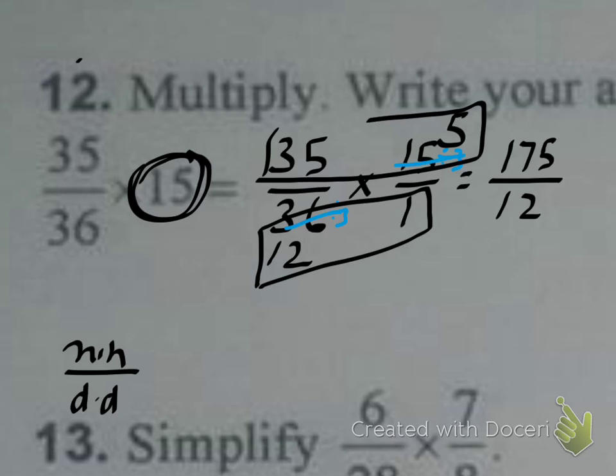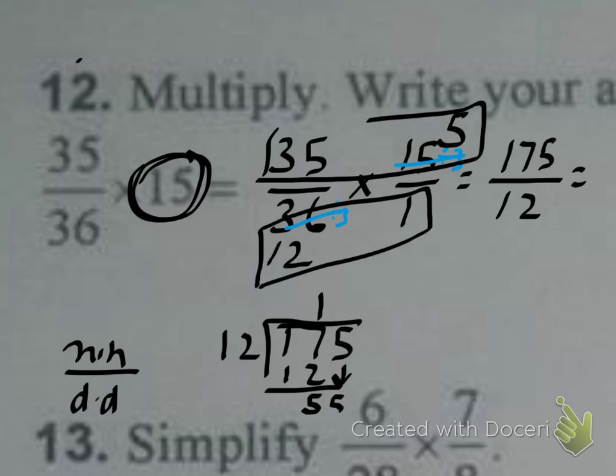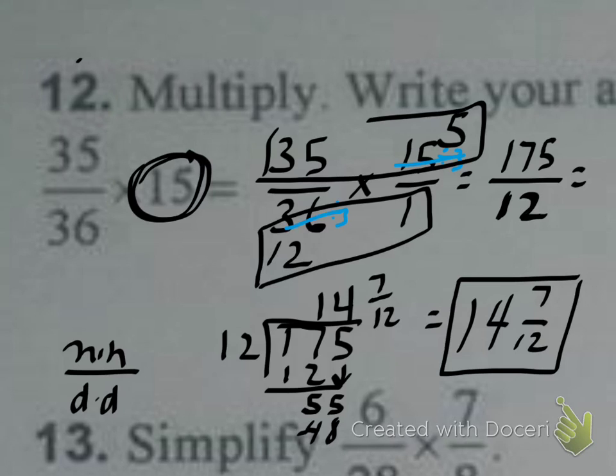Now this is an improper fraction with a larger number on top, so that means it's a division problem. 175 divided by 12. So 12 goes into 17 once, and that gives us a 5, and bring down the 5. And 12 goes in there 4 times, which is 48. And then if we subtract 55 minus 48, we're going to end up with 7. And then our denominator is remaining the 12. So 14 and 7 twelfths.